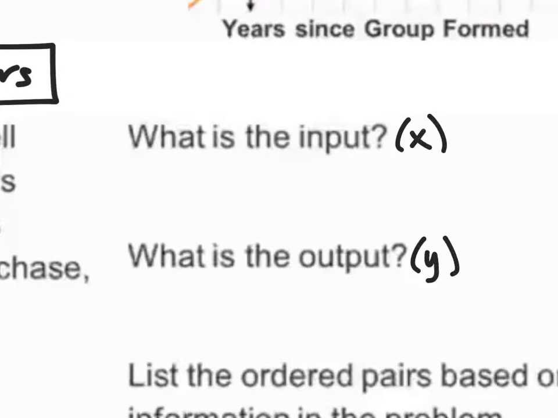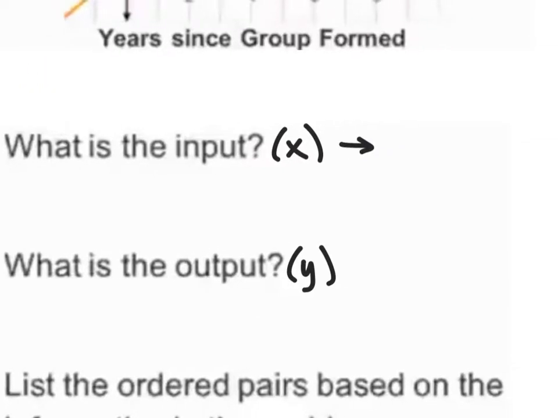Now, what I know is that we have a relationship. We have a stock, and the price of a stock depends on the week. So what is the input? x represents weeks, time in weeks. y represents the price of the stock.